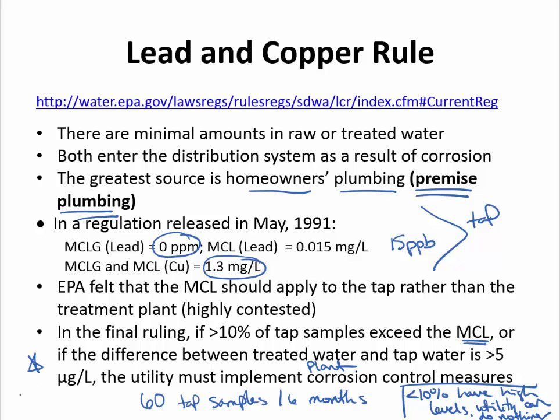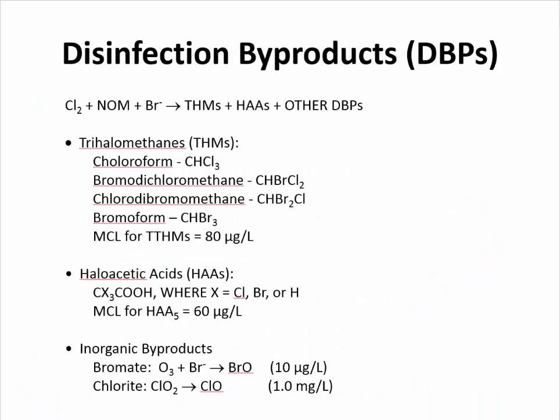Now, these samples must be first flush samples. There's a very specific protocol on how to take these samples. A second type of contaminant I'd like to point out is the disinfection byproduct. With lead and copper, the source is usually corrosion of pipes, and so the samples must be taken at the tap. For disinfection byproducts, these typically form in the distribution system. So these also have to be taken away from the water treatment plant.